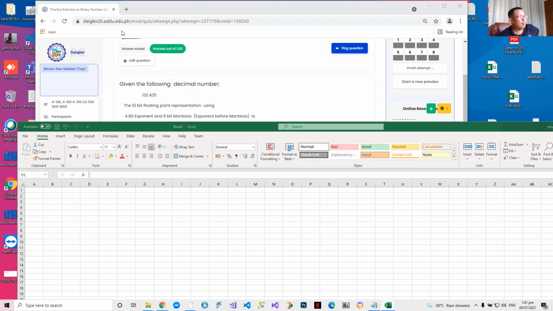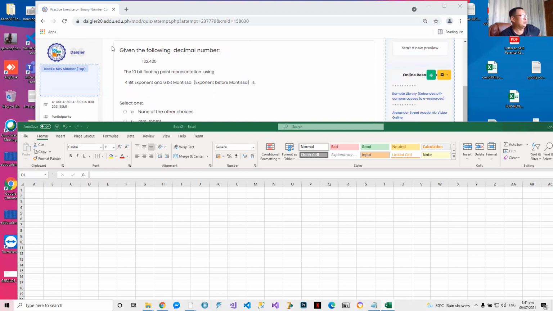In the fixed point representation, the binary point or the decimal point has a designated fixed position. So you count the number of integers and the number of binary places. In floating point, we have no such counting. No, we count the number of divisions. Okay, so given the following number 132.425, what is the 10-bit floating point representation using 4-bit exponent and 6-bit mantissa?